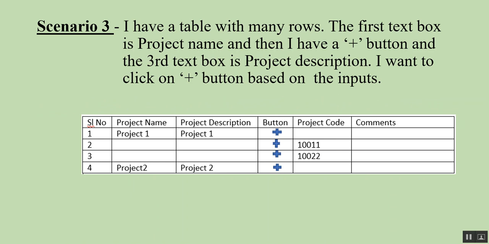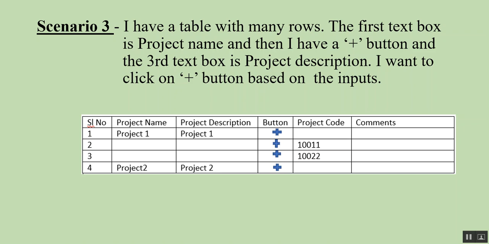Moving on to my scenario 3. I have a table with many rows and columns like project name, project description, button and project code. I can either give my project name as project 1 or I can give my project code as 10011, and I have a plus button. If I give the project name or the project code, I want the corresponding button in the row to be clicked. That means if I give the project name as project 1, the plus button should be clicked from the first row.